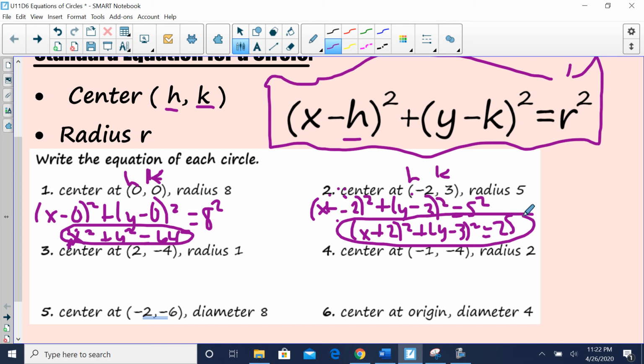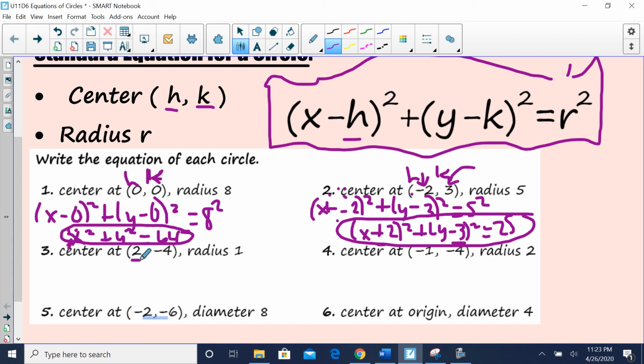Now, earlier I said you want to think the opposite. So think about this: our first coordinate was negative, but when I look at it in my equation of my circle, it's actually positive here. My k value is positive here, but it actually looks like it's negative in there. So that's what I meant by they're going to be opposites. Okay, so let's try the next one.